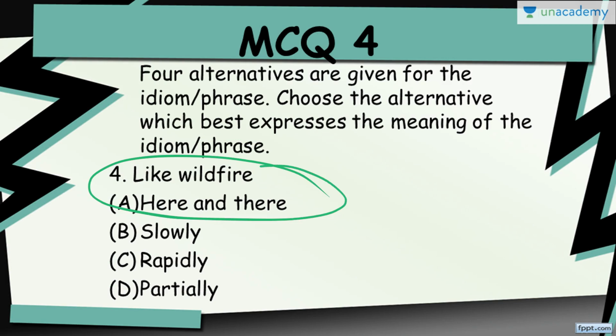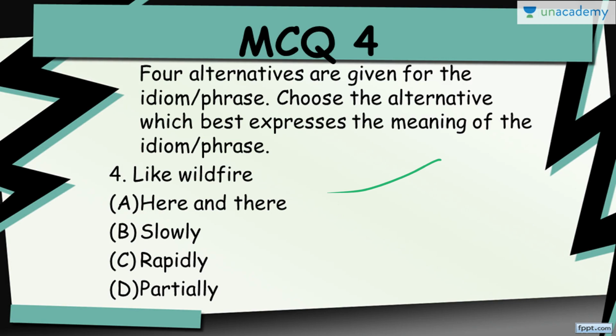Here and there, no. Slowly, here and there could have been a closer option, but it's not the correct answer. Slowly, of course not. Wildfire is very quick, it's not slow. And partially, no. Wildfire completely consumes the forest. So even partially couldn't be the right answer. So we are left with rapidly, and that's the correct answer.